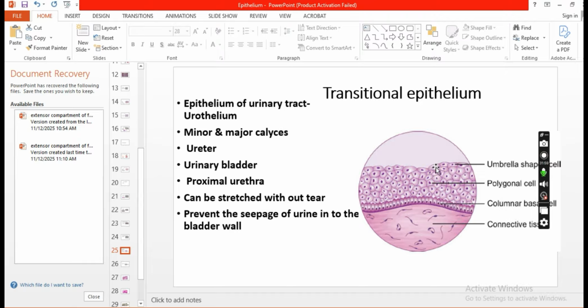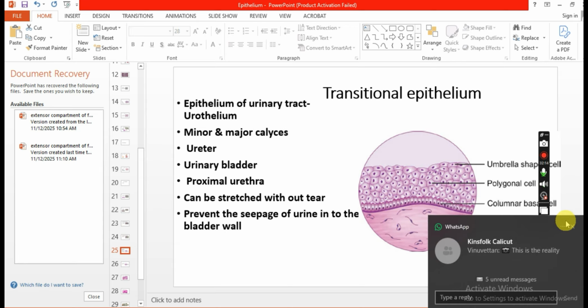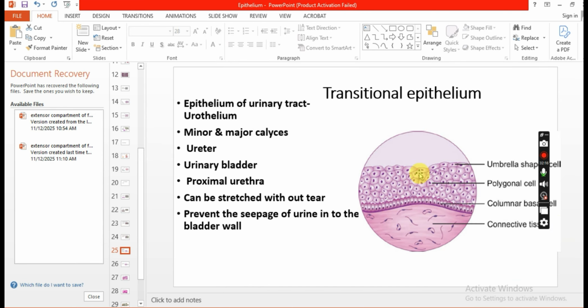So when the bladder is full of urine, the epithelium becomes thinner, but when the bladder is empty, the thickness of the epithelium will be more. Hence it is called transitional epithelium. It can be stretched out to become thinner, but when the bladder is empty, it assumes an epithelium which is 6 to 8 cells thick.